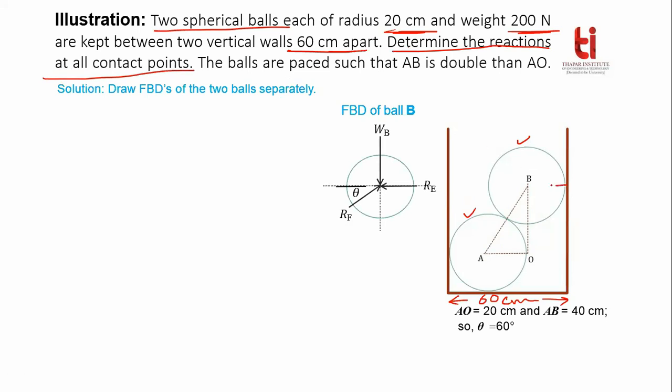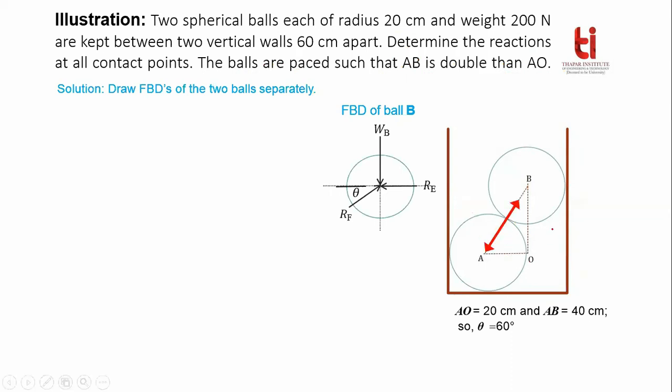So you are asked to find out this reaction and this reaction. It is also given that the balls are placed such that AB is double than AO. Here this AB length is double the length AO. So this information is given to you, and now you can easily find out all the required angles.